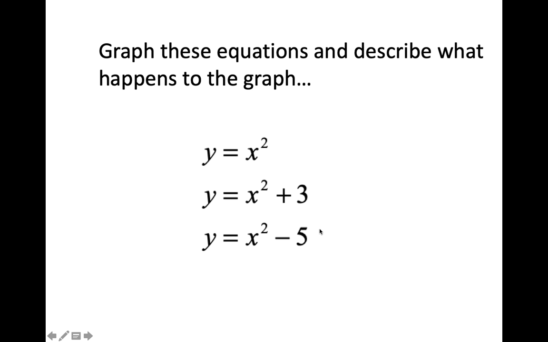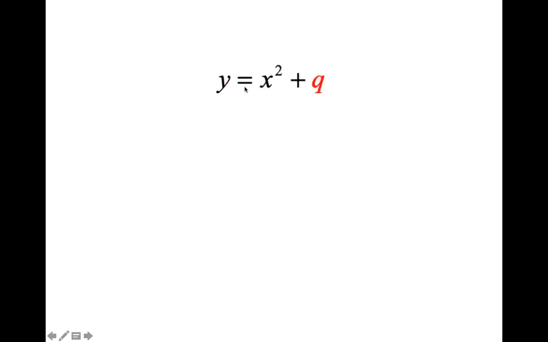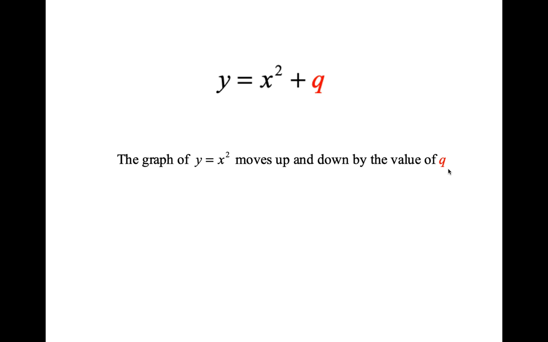But the first thing that we notice is that when we add numbers on the end like this, it moves the graph up and down. And this is a snapshot of what it looked like, which we did. So here's a general description of it. x squared plus q means that the graph of y equals x squared moves up and down by the value of q. If q is a 3, it moves up 3. If q is a negative 5, it moves down 5.